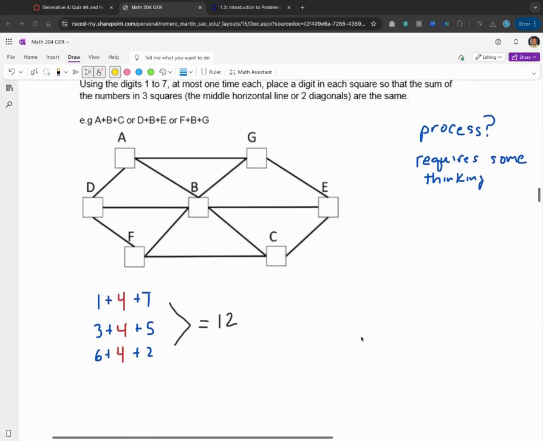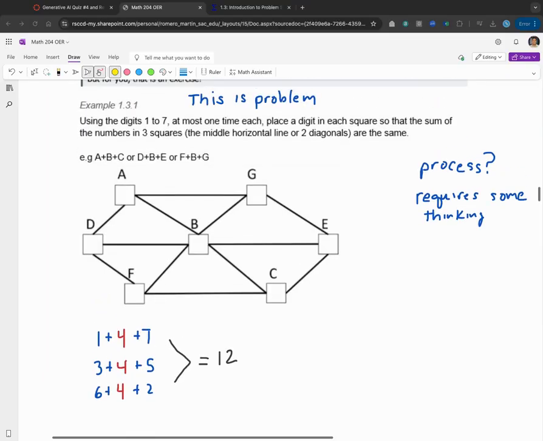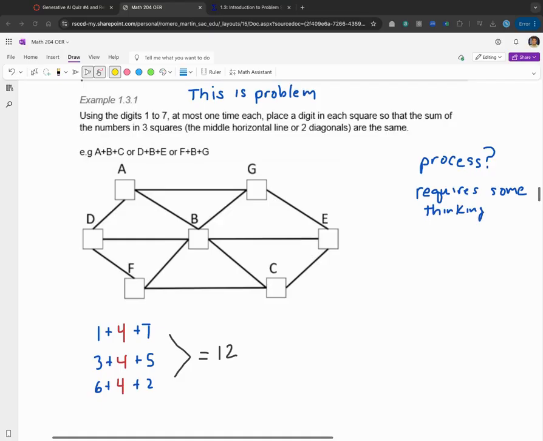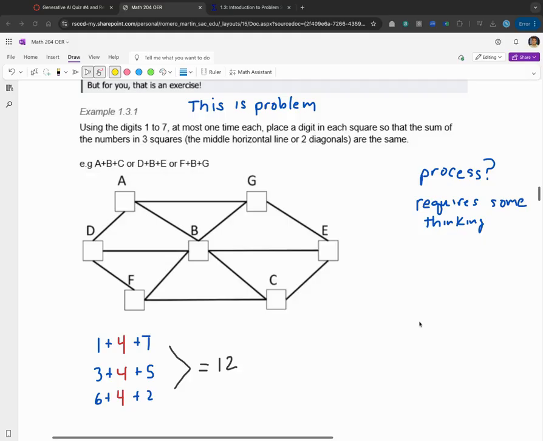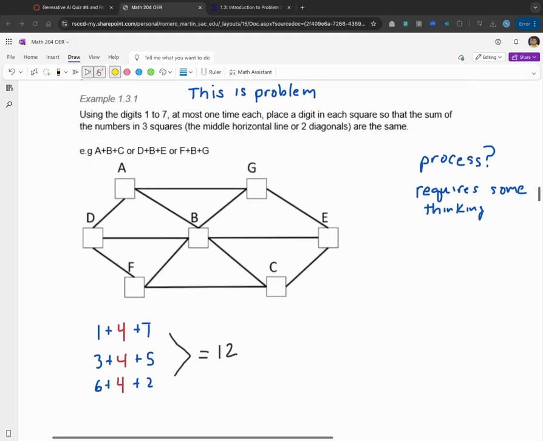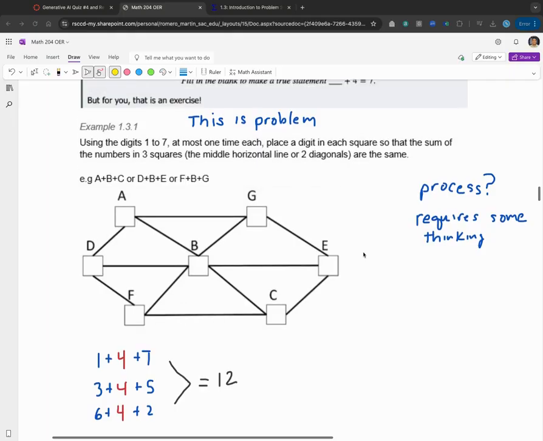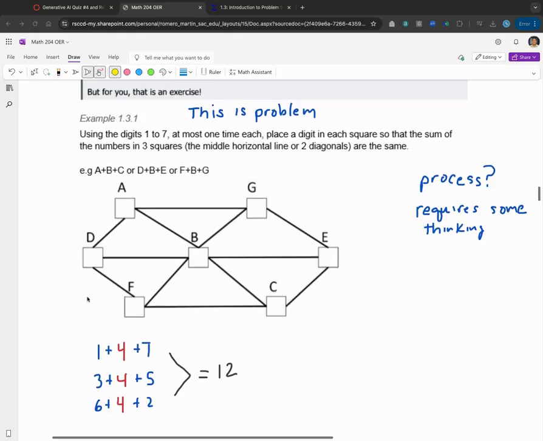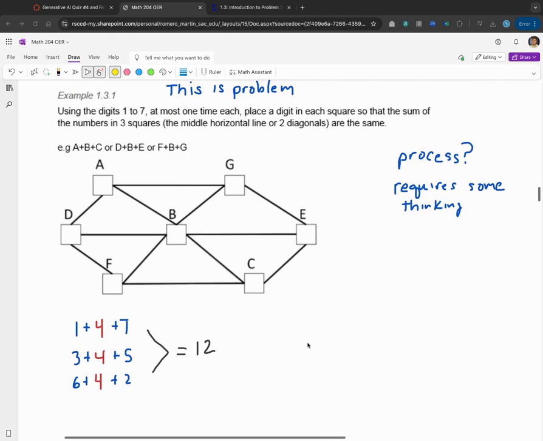Let's take a look at a simple, and let me not say the word simple. Simple doesn't always mean easy, just means an example that hopefully demonstrates what we're talking about, right? So to make it obvious, doesn't mean it's an easy thing to solve. So here's a situation that provides us a problem, because I don't have an answer right away, even though we see a solution, right? So we want to add up the numbers using only the digits 1 through 7, so that the middle horizontal and the diagonals all have the same sum.